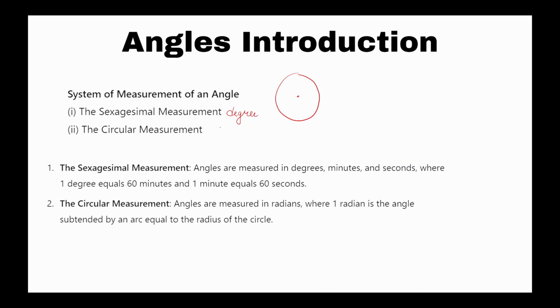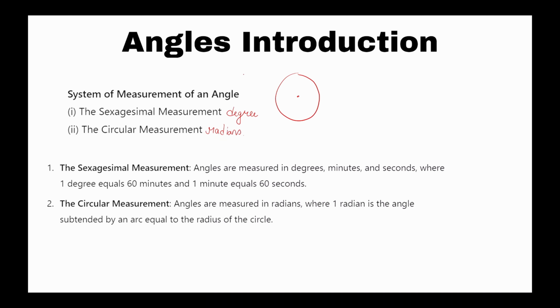And circular measurement is where we use radians. This is generally represented by pi. So let's say if I am talking about a complete circle, 360 degrees becomes equal to 2 pi. So that is how circular measurement is done.